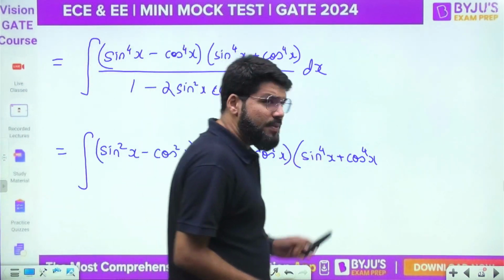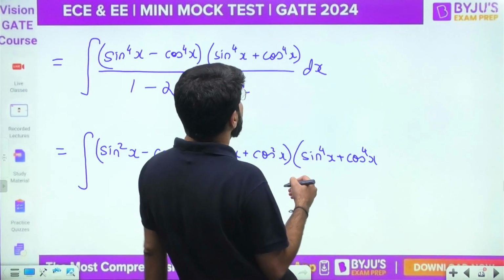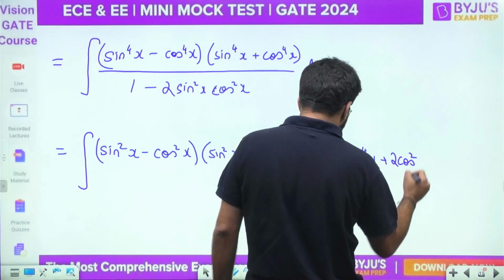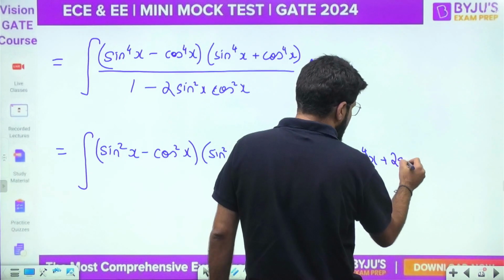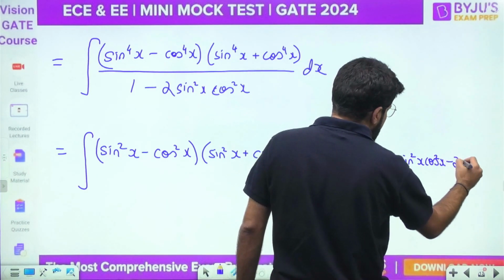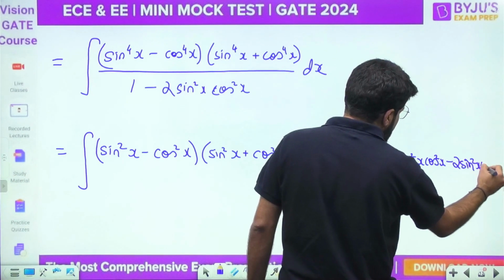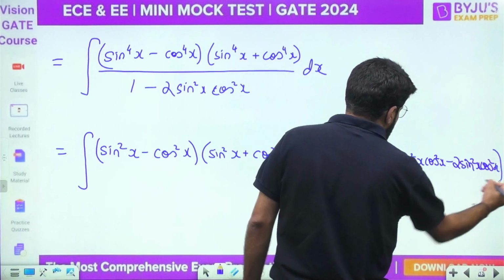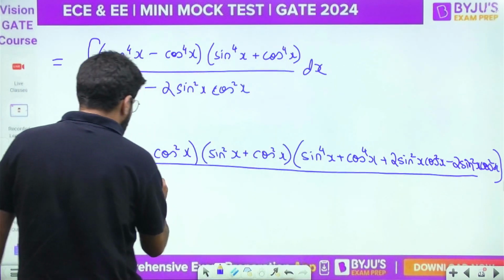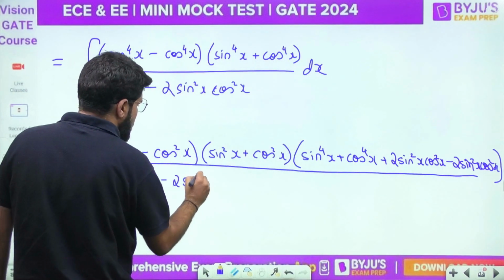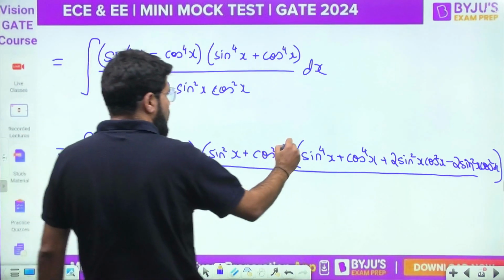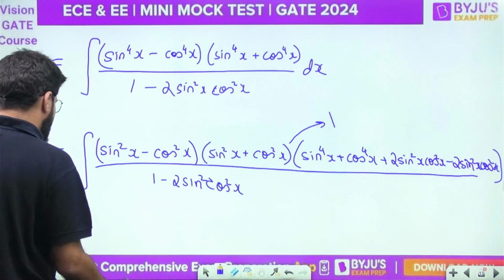But to convert sine power 4 plus cos power 4, what you can do is add 2 sine square cos square, and subtract 2 sine square cos square. Now divide by 1 minus 2 sine square x cos square x. Now dear, what is sine square x plus cos square x? That became 1.